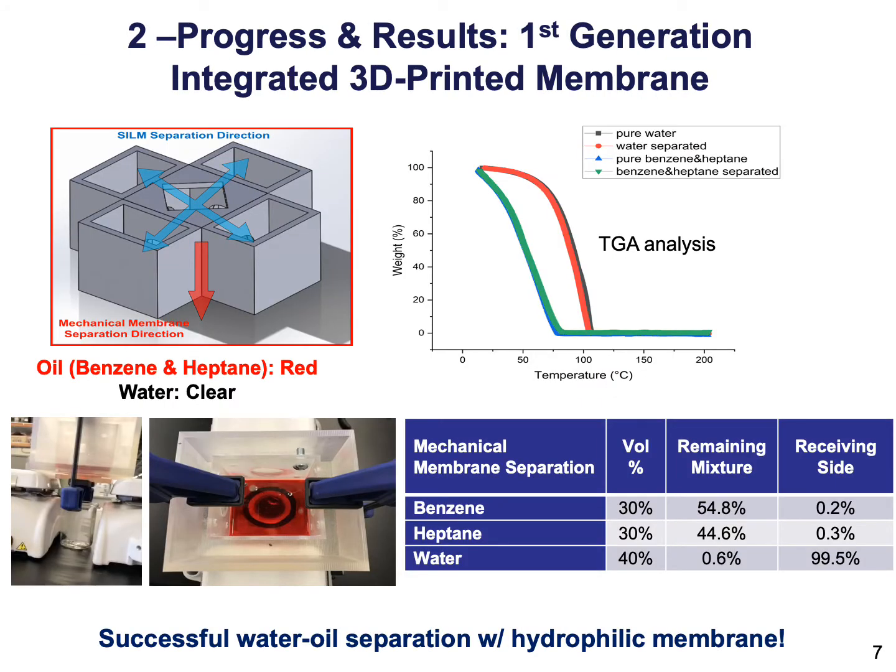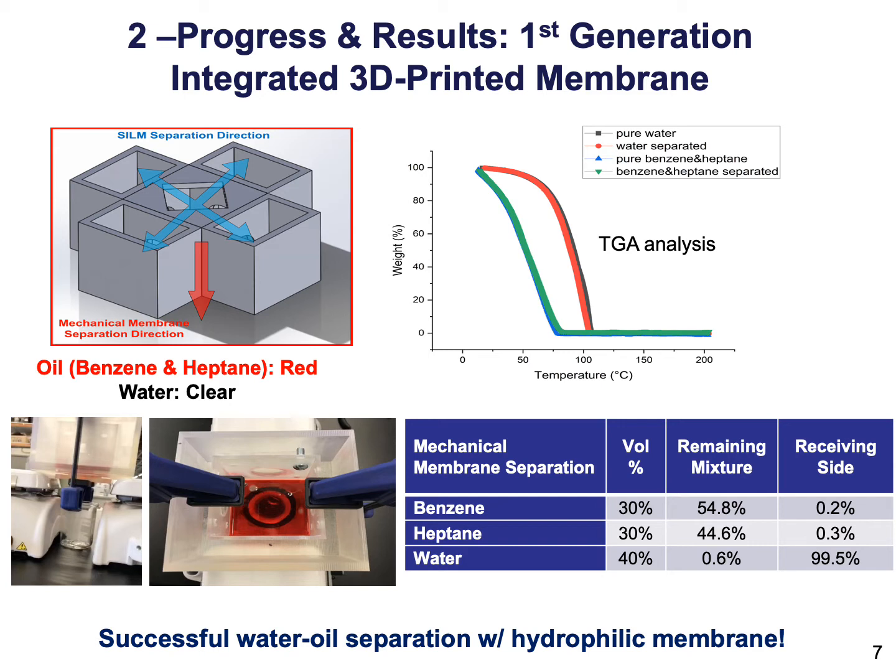Combining the mechanical membrane and the supported ionic liquid membrane, here we show our first generation integrated 3D printed membrane box design. The center box holds the feed mixture of benzene, heptane, and water, and 4 receiving side boxes allow benzene to diffuse across 4 supported ionic liquid membranes.